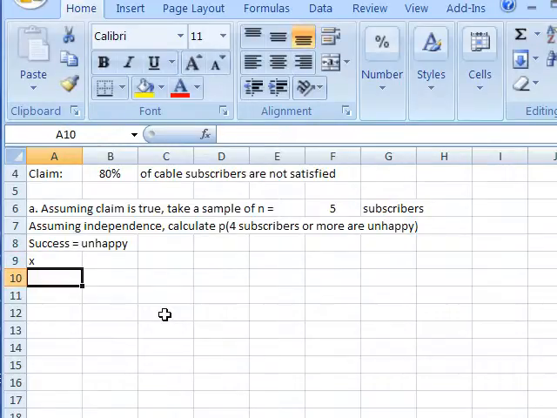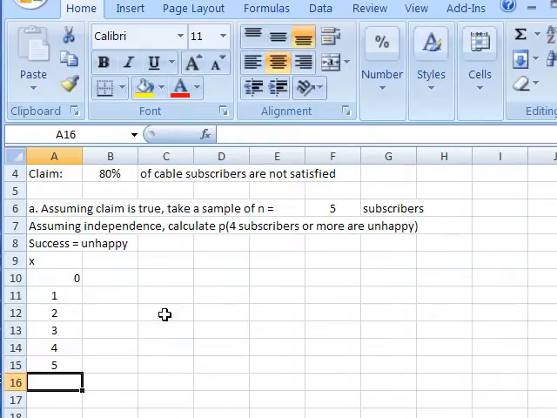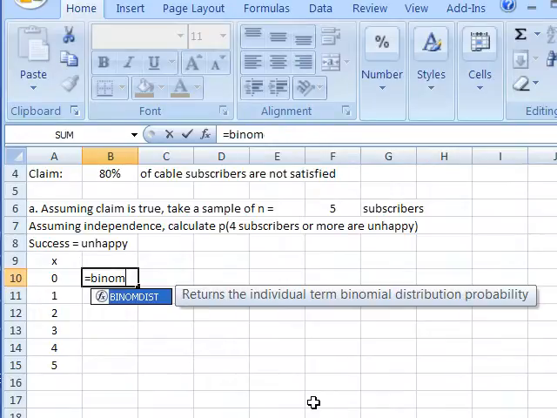So X, what values can X take on? Well, it can take on 0. No one is dissatisfied. 1 person is dissatisfied. 2, 3, 4, or 5 people are dissatisfied. So those are the values of X. Now, because it's binomial, and because this is Sunday, I'm not going to go out and draw an outcome tree for this situation. I'm going to use the binomial distribution. I think in Minnesota it's illegal to use factorials on Sunday. I'm not sure. But at any rate, I'll type binom distribution.